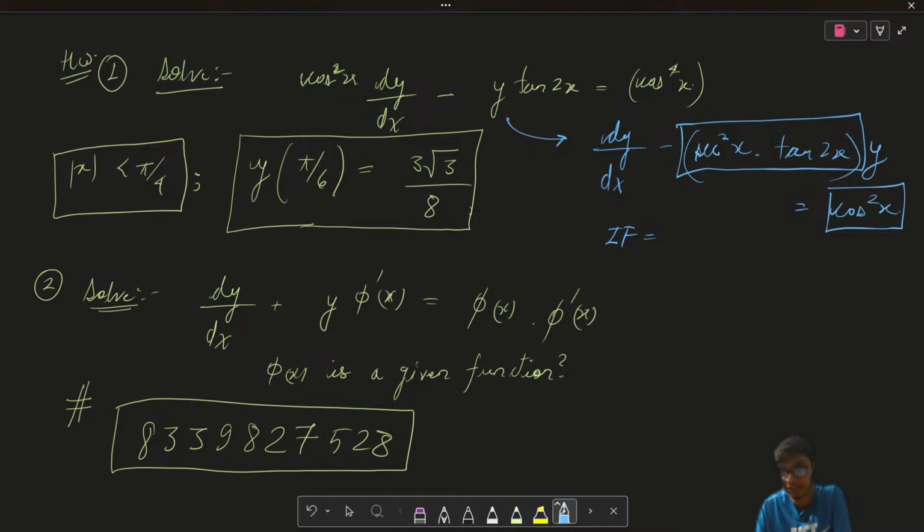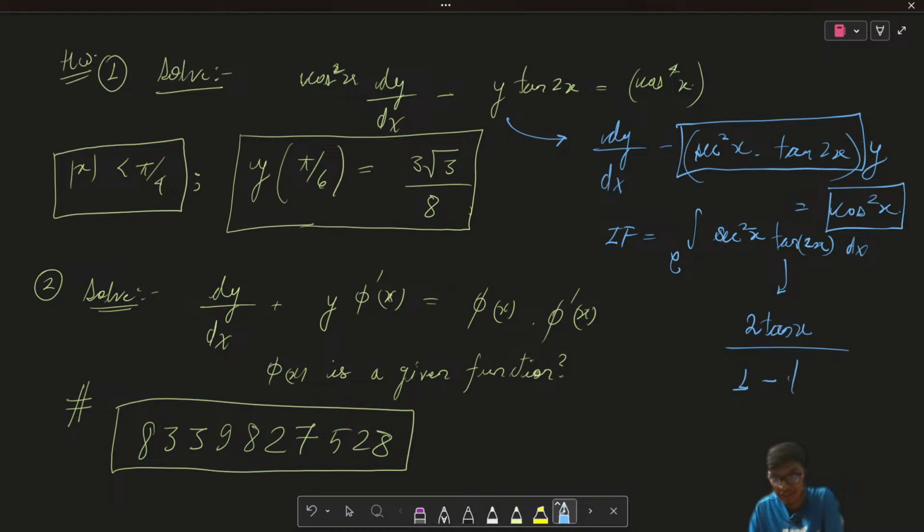If I try to find the integrating factor for this, it is basically e to the power integration of secant square x into tan 2x, and then dx, right? This can be easily integrated. I hope you recall from trigonometry that tan 2x is basically equal to 2 times tan x divided by 1 minus tan square x. I hope you can follow from this discussion.